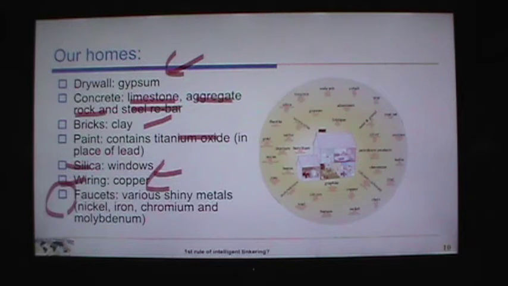And then faucets. Why are faucets shiny? I do kind of wonder about that. It has to be shiny. So we have nickel, iron, chromium, molybdenum. Love that word.